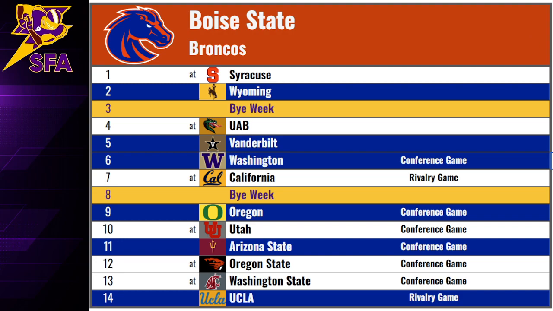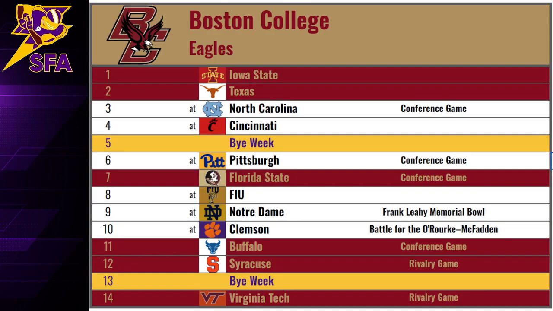My God, Zach, everybody's going 12-0. Unless they face Nebraska. Now we've got Boston College, starting out with Iowa State. I actually like that matchup a lot. Texas, North Carolina, Cincinnati. So there is a matchup for McNasty off the board. And FIU. And then they have 3 home games to end the year.